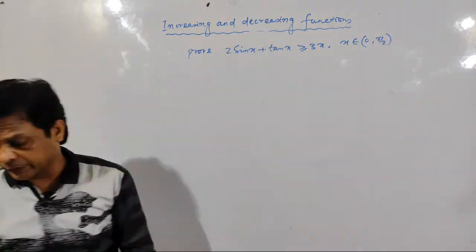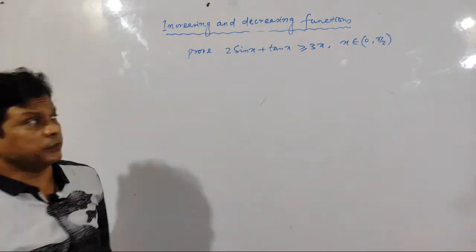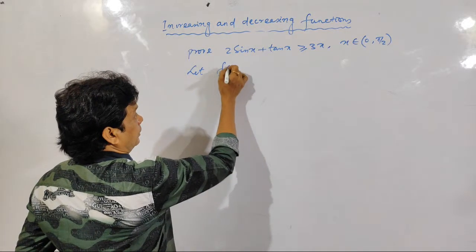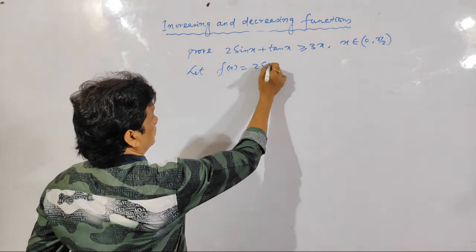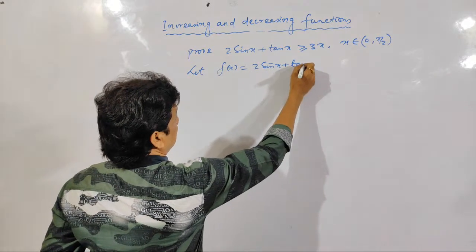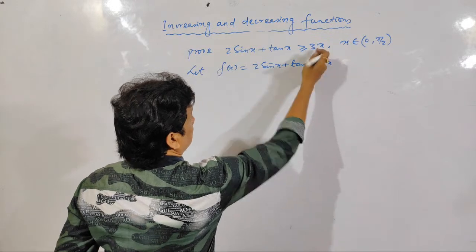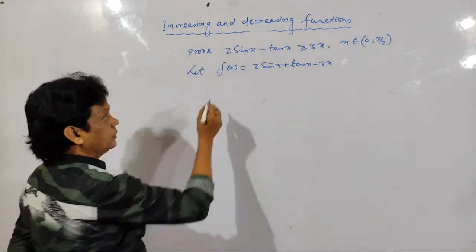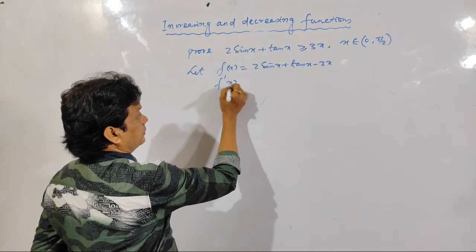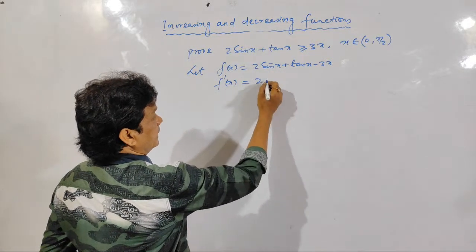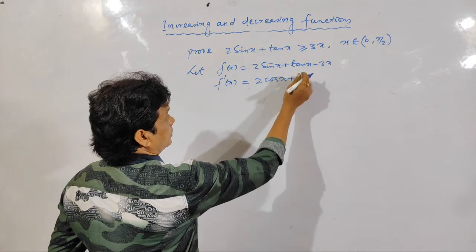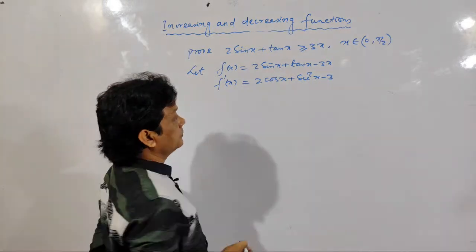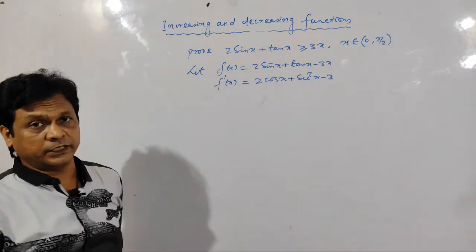How to do this problem? And you should do this problem very easily. Let f of x is equal to 2 sin x plus tan x minus 3x. Take 3x to the left hand side: 2 sin x plus tan x minus 3x. Clear? So what is f dash x? Tell me. 2 times the derivative of sin x, which is cos x, plus the derivative of tan x, which is sec square x, minus 3. 2 cos x plus sec square x minus 3.